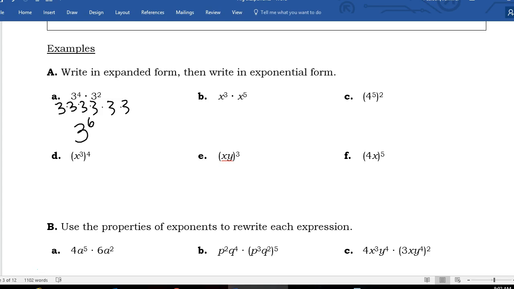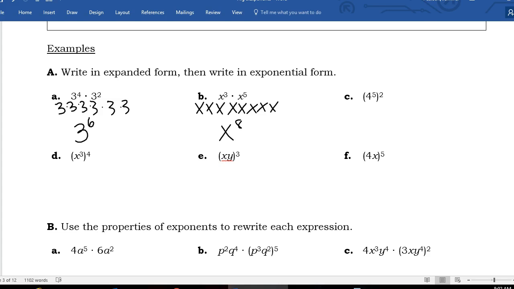Letter B is kind of the same thing. In expanded form I have 3 x's and I have 5 x's. All together that makes 8 x's. Writing them out I can count them, or using my shortcut rules, x stays x. I have power 3 plus power 5 gives me power 8.